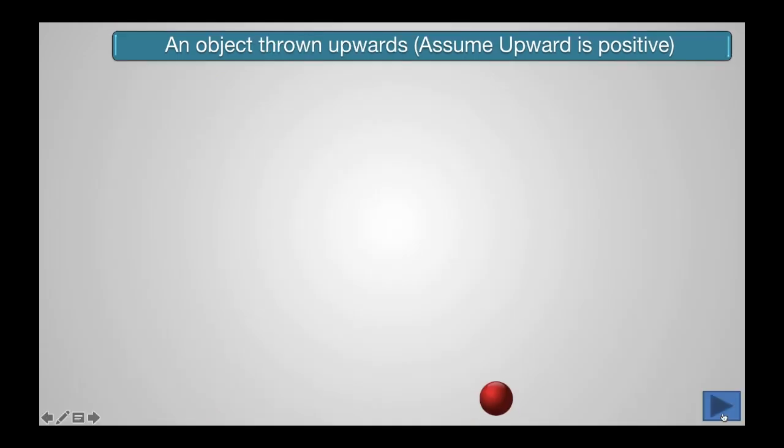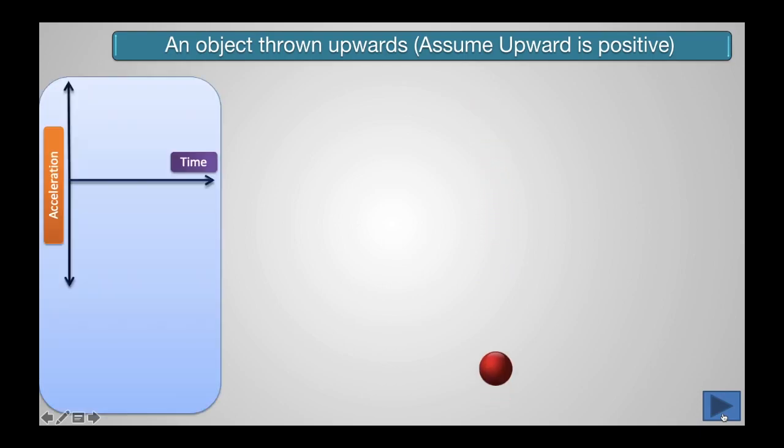An object is thrown upward and we are going to draw the graph until it reaches the maximum height. Acceleration depends on the force. When the ball is going upward, what's the direction of force acting on it? The only force acting on the ball is its weight, and the weight is pulling it downwards. Weight always acts downwards. Since the force is downward, acceleration should be downward, and downward is negative in this case.